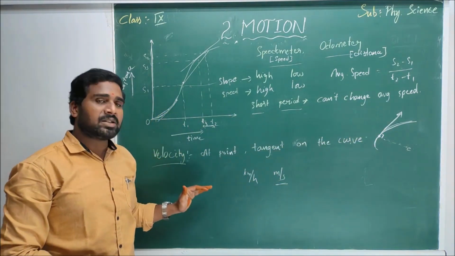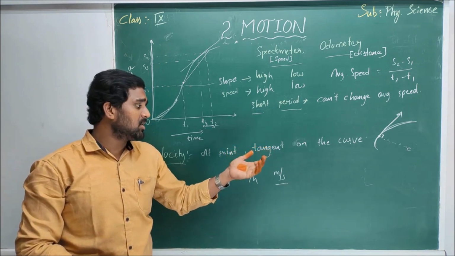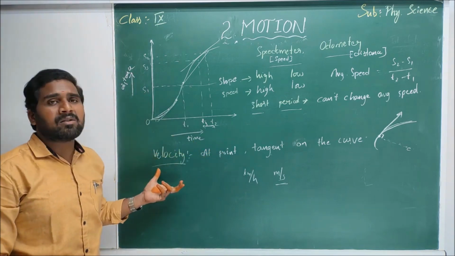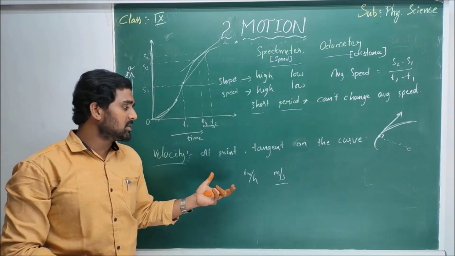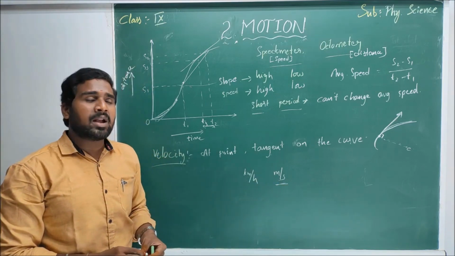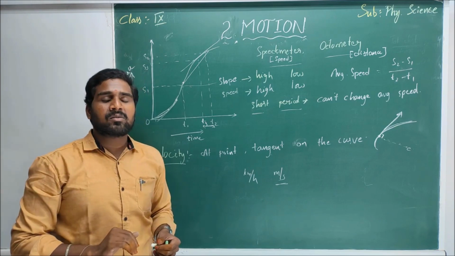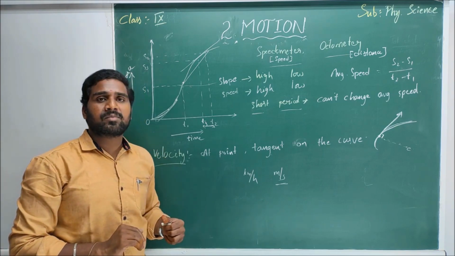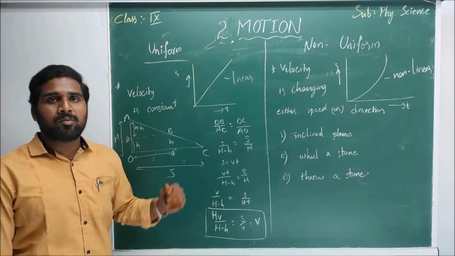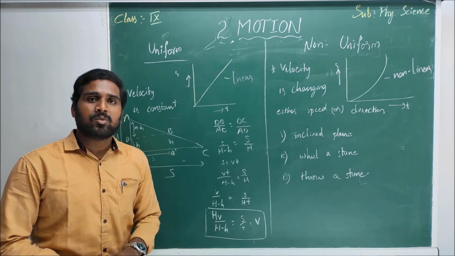Speed and velocity have the same type of unit. What is the unit of average speed? Kilometer per hour and meter per second. So speed and velocity, these two quantities have units of kilometer per hour or meter per second. Speed is a scalar quantity, and velocity is a vector quantity. Based on velocity, we have two types of motion. The first is uniform motion and the other is non-uniform motion.